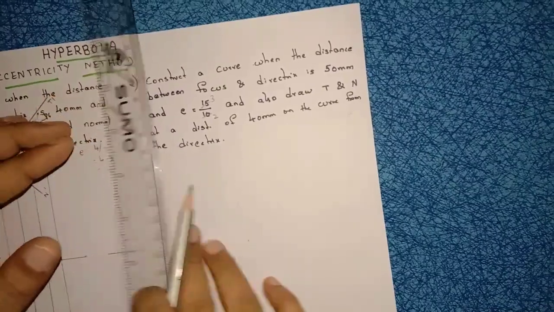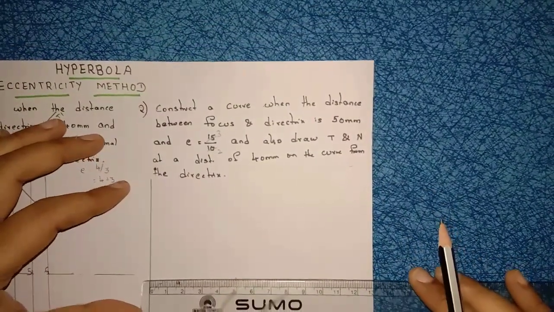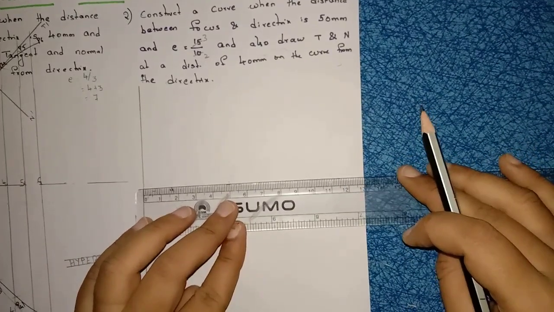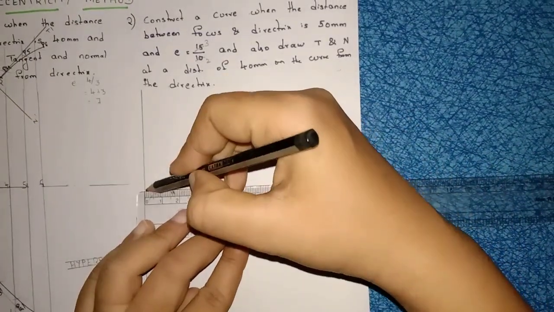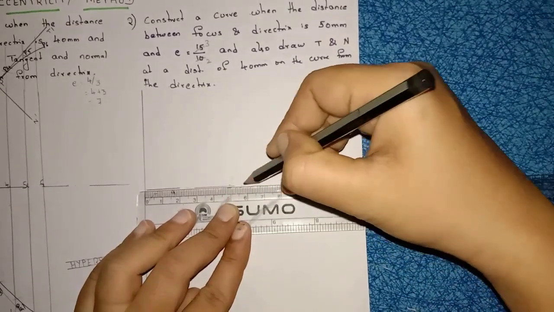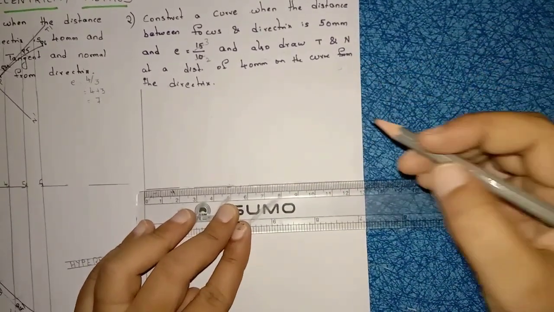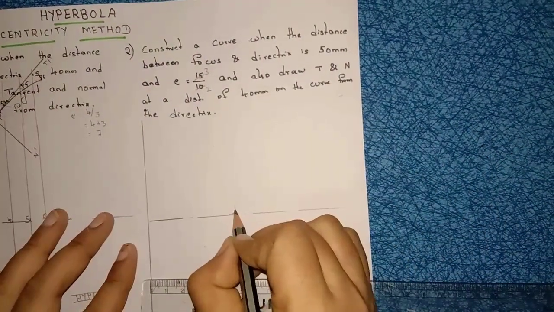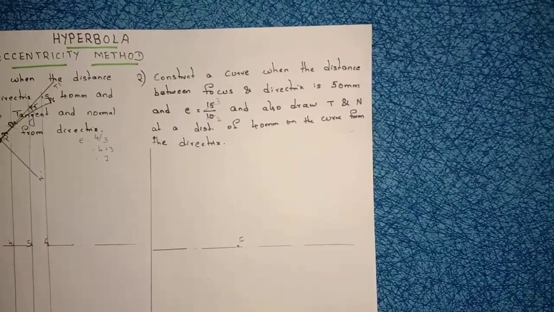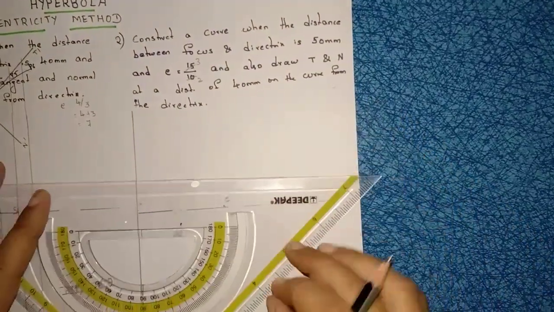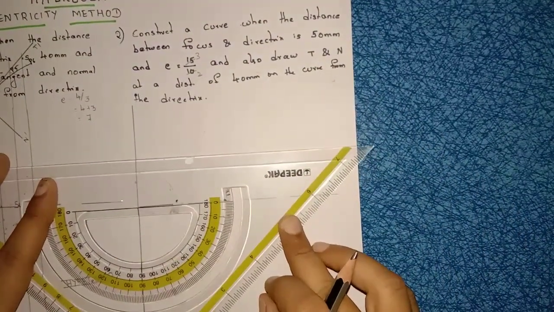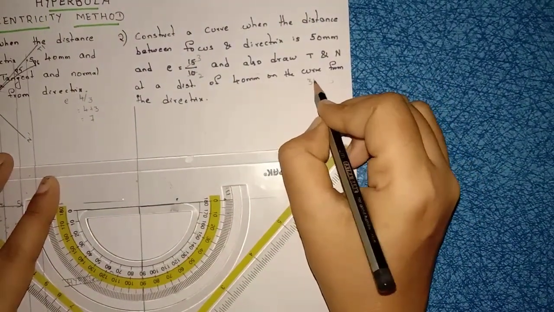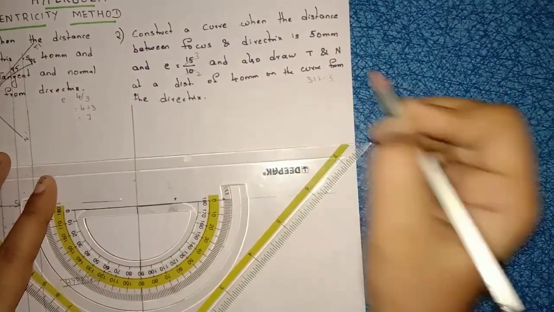So draw the directrix line of any length. From the midpoint, draw the axis line of any length, right? Now the distance between focus and directrix is 50 mm. F. Now after that I have to divide this 50 mm into how many equal parts? Here E equal to 3 by 2. So 3 by 2 is here, 3 plus 2, 5 equal parts, right?